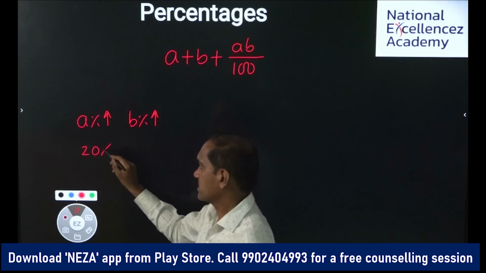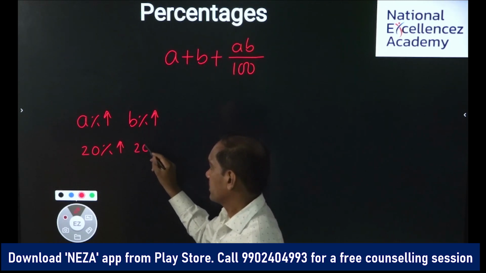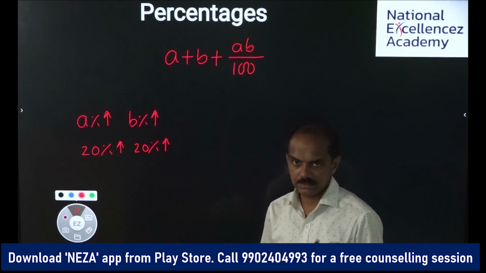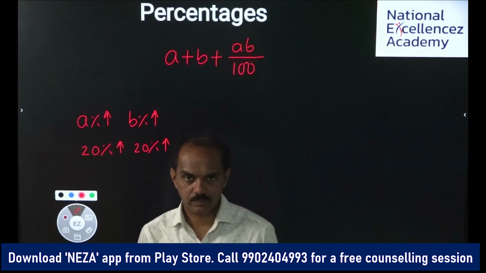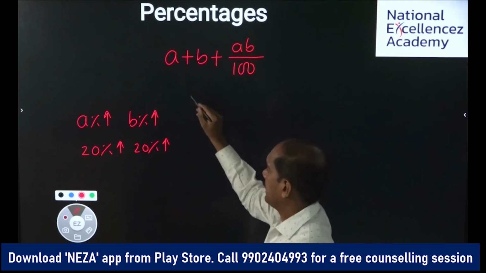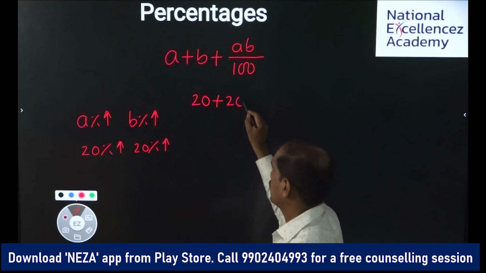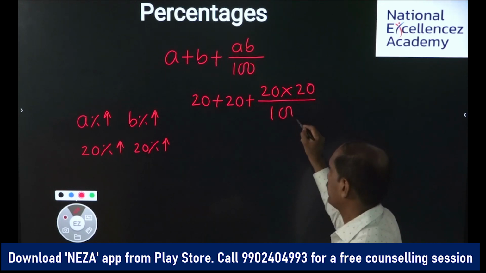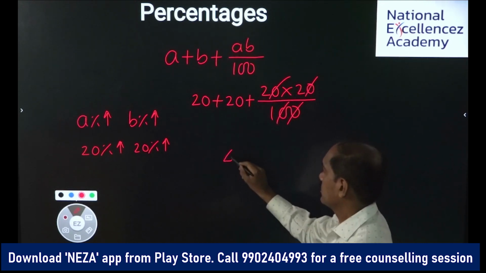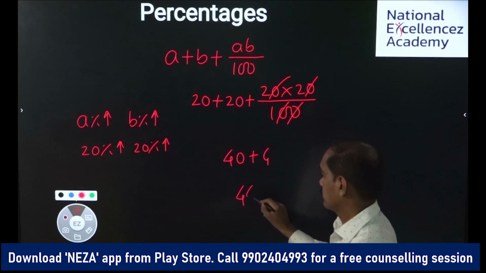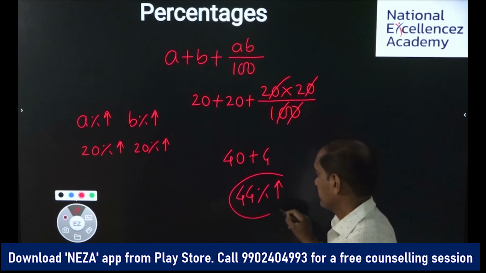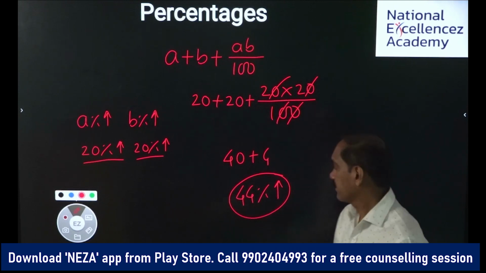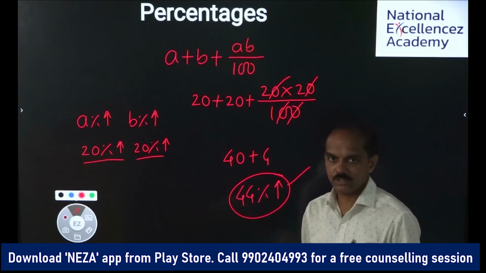An employee's salary was first increased by 20% and again by 20%. What is the net increase in his salary in percentage? Okay. Then A will take 20, B will also take 20. A into B, 20 into 20 by 100, that is 4. 40 plus 4, 44. The net increase in his salary in percentage is 44%.